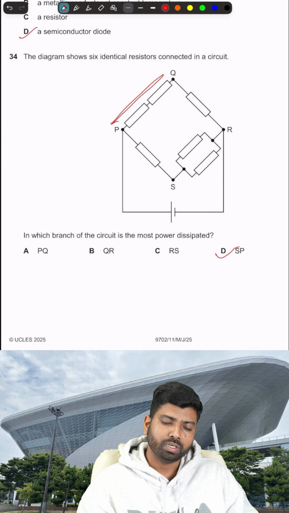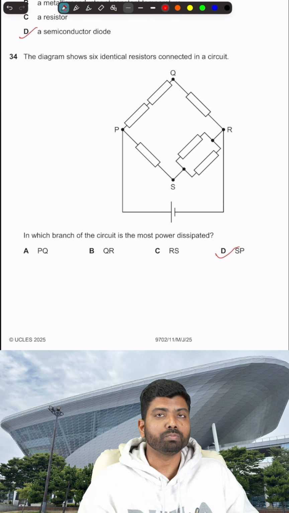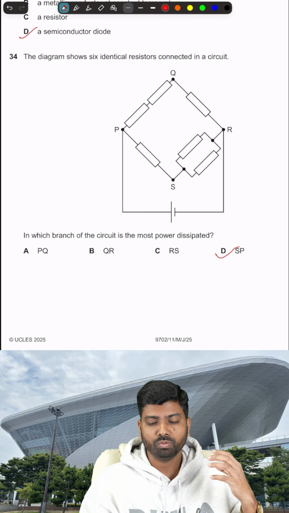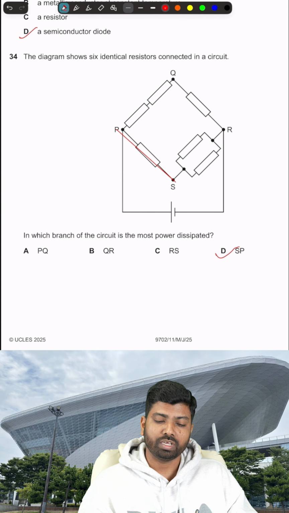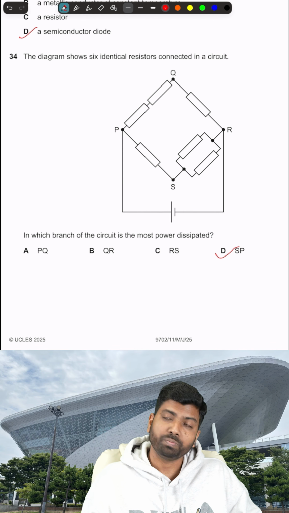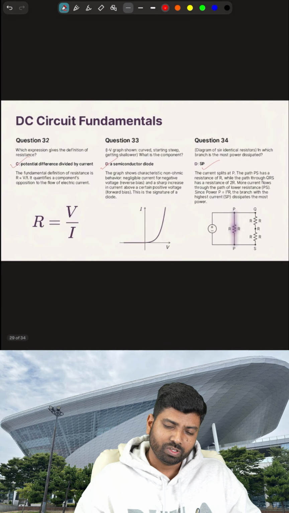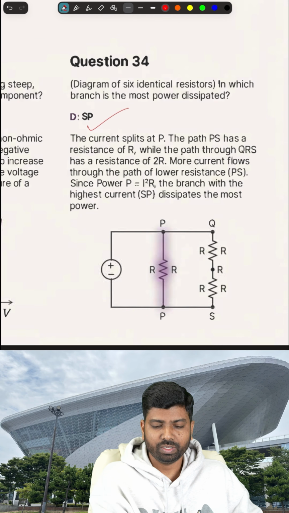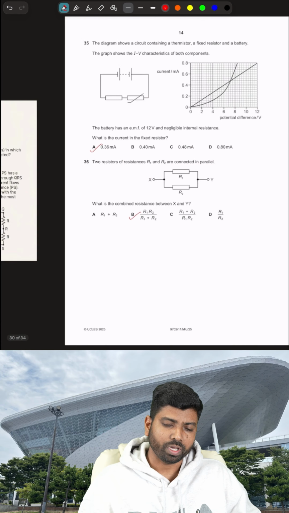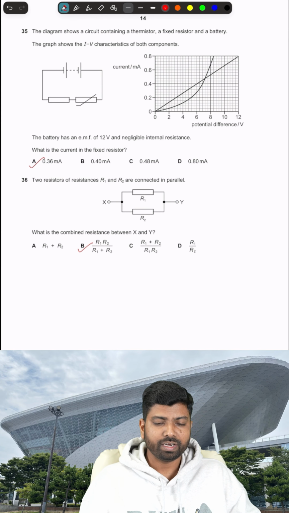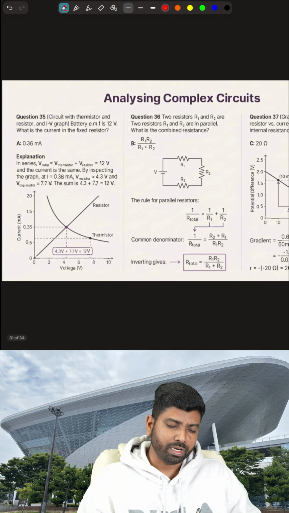So if you see this PQ, here there are 2 resistors. When the resistance increases, more power cannot be dissipated. Okay, so here PS has the lower resistance, that is why the most power can be dissipated, right? Okay, so the explanation is given here. You can find it out, because P is equal to I squared R. Now question number 35 and 36 are on the screen, and the explanation is here.